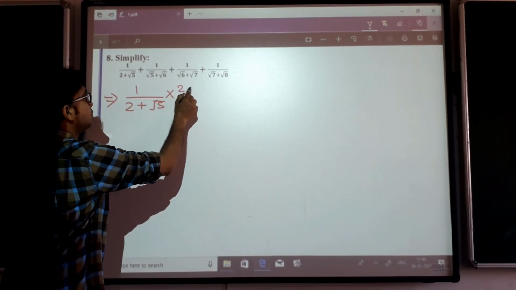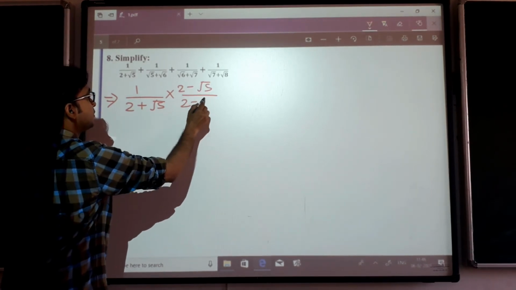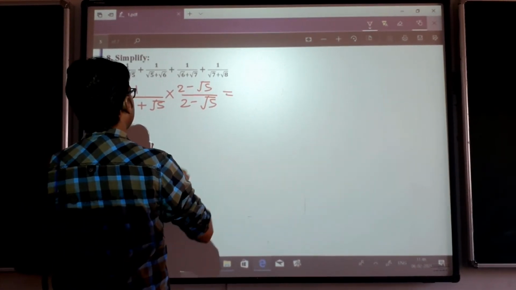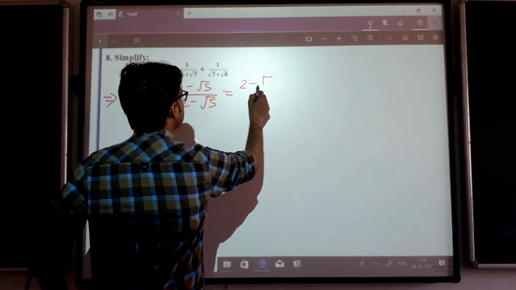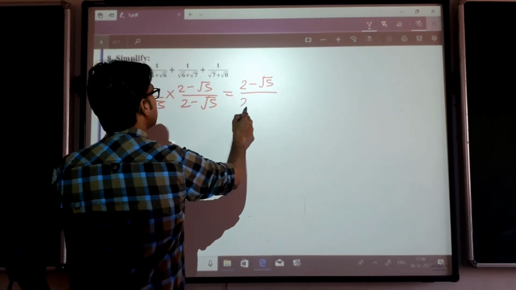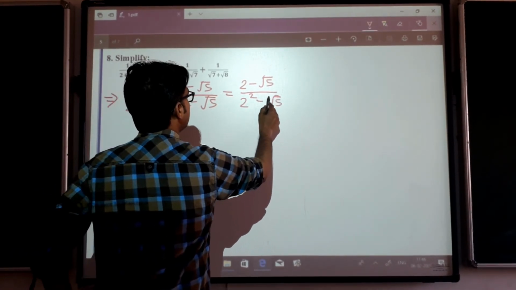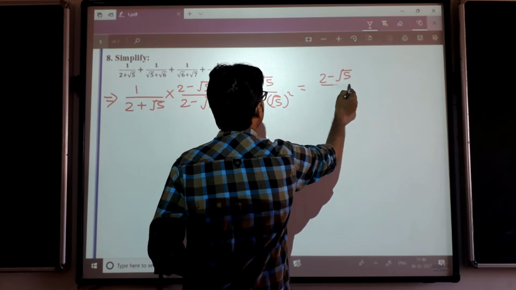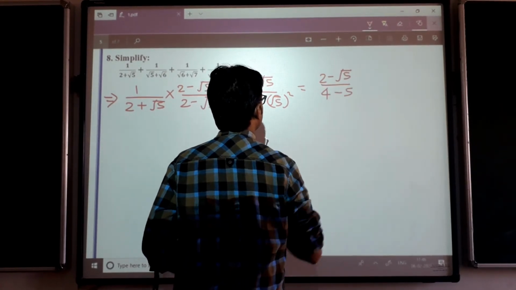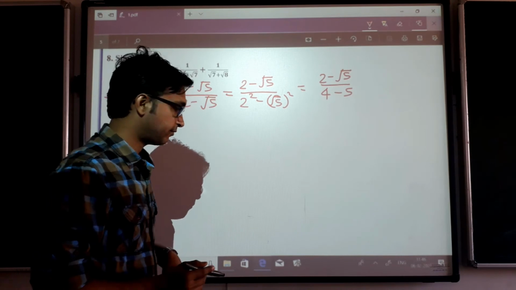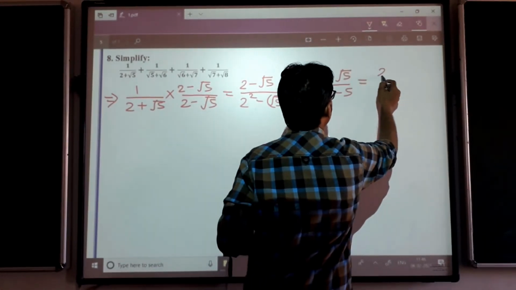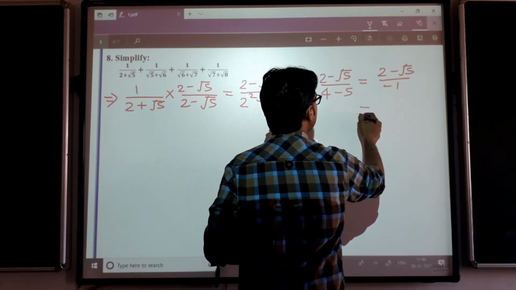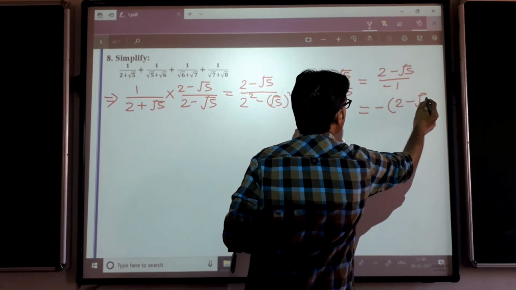So we'll multiply by 2 minus square root 5 upon 2 minus square root 5. So we will get 2 minus root 5 upon 2 square minus root 5 square. That can be written as 2 minus root 5 upon 4 minus 5. The square of root 5 is 5, which means 2 minus root 5 upon minus 1, and it means minus (2 minus root 5).